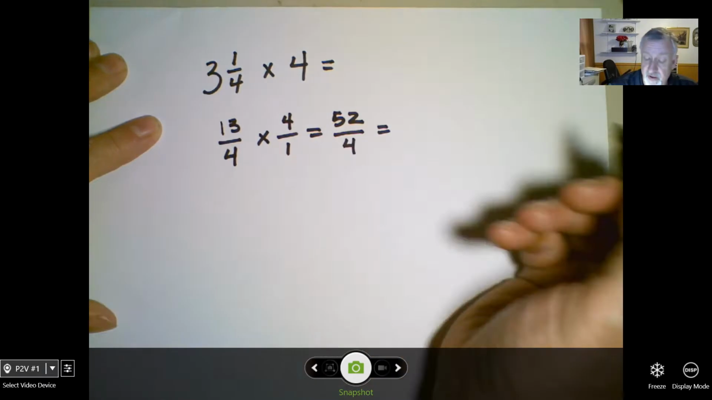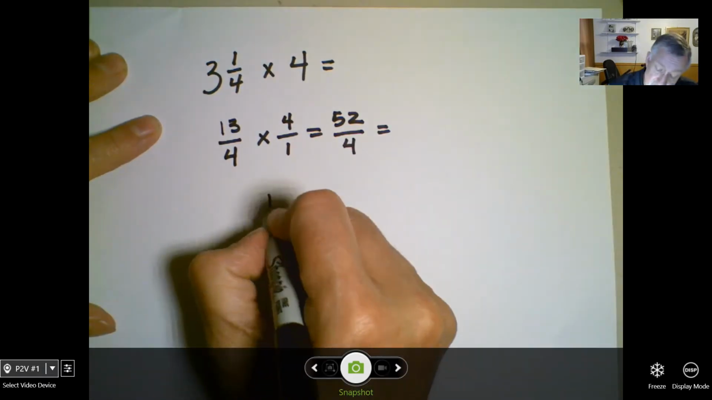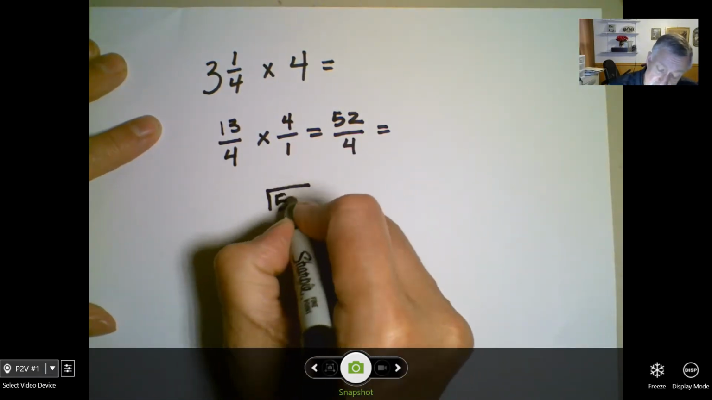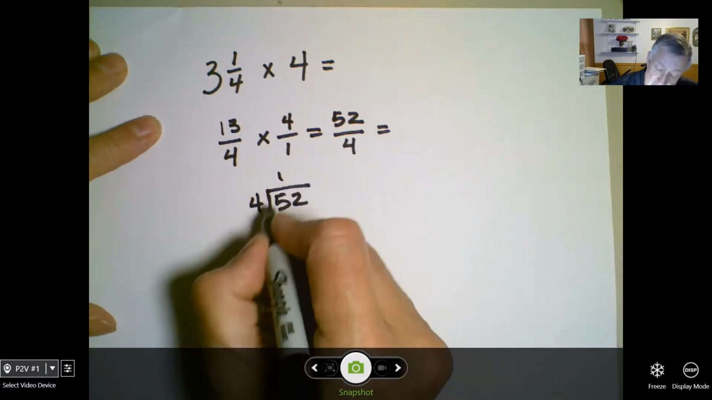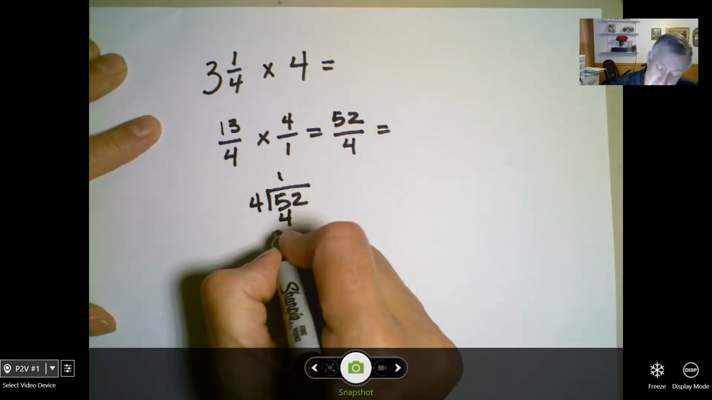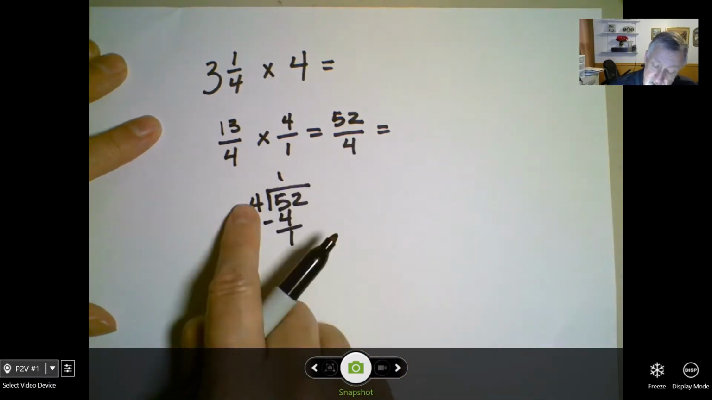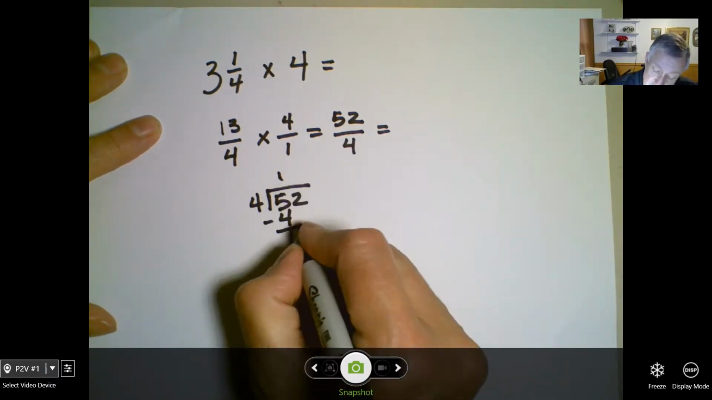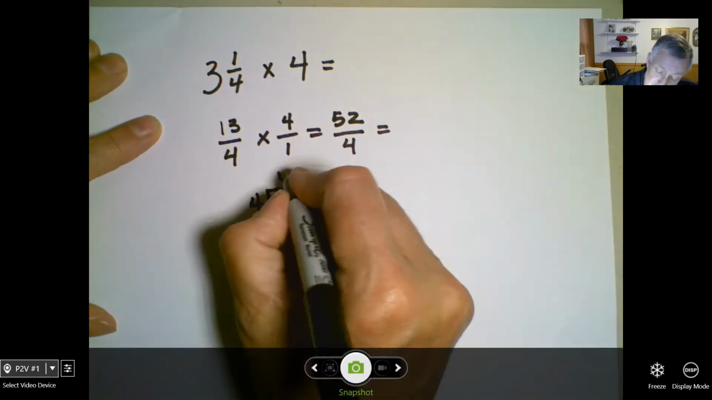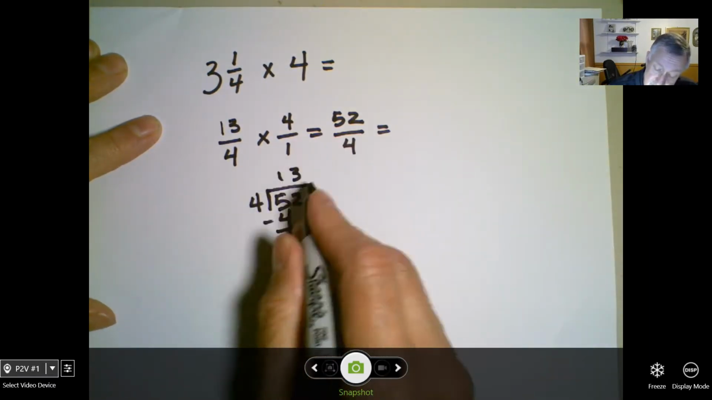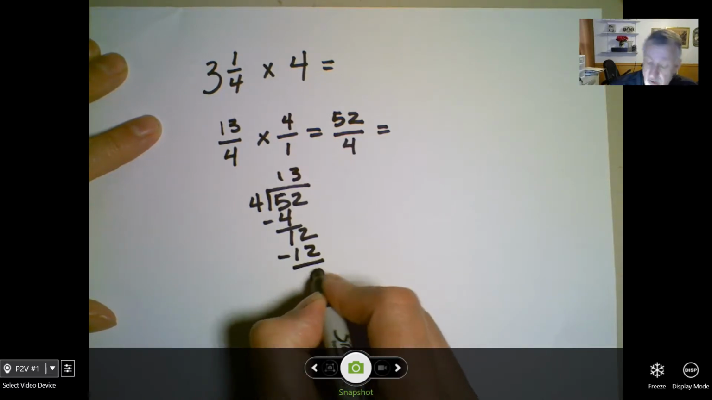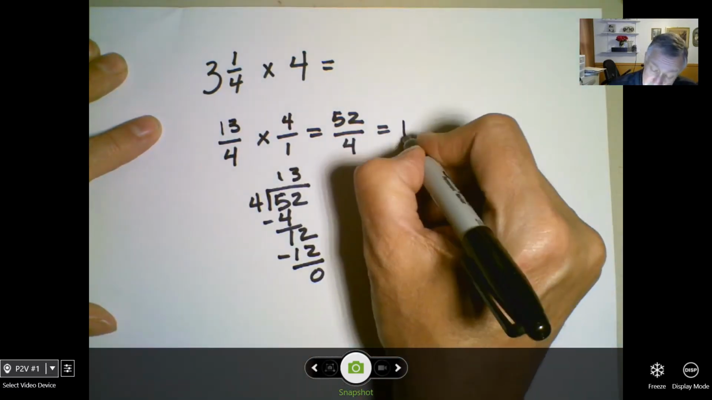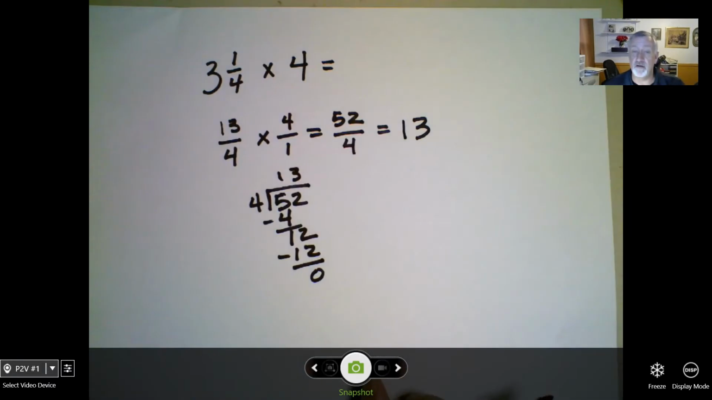And we can simplify this by dividing 52 by 4. 4 goes into 5 one time. 1 times 4 is 4. Subtract. Bring down the 2. 4 goes into 12 3 times. 4 times 3 is 12. Subtract. No remainder in this case, so our answer is the whole number of 13.